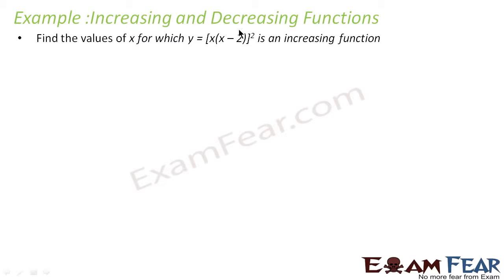So here also y is nothing but f(x). First thing I have to do is find f dash x, and find the value of x for which f dash x is greater than or equal to 0, because it is an increasing function. It is not a strictly increasing function, correct? So my f(x) is equal to x into (x minus 2) whole square.